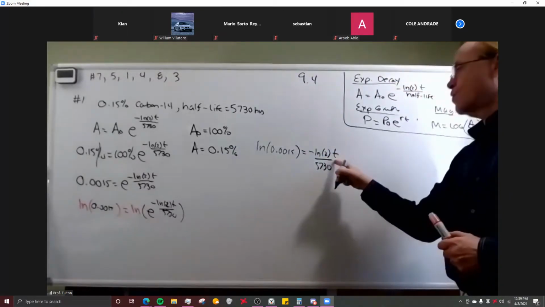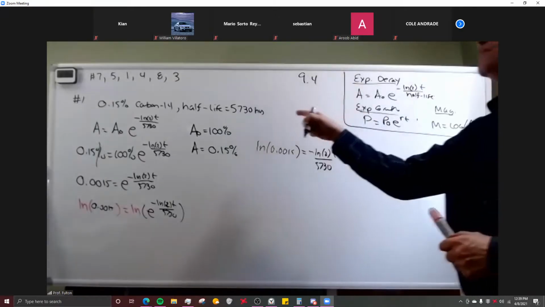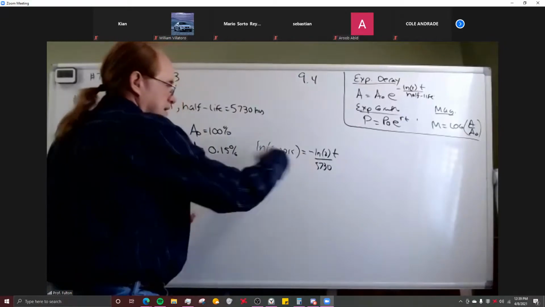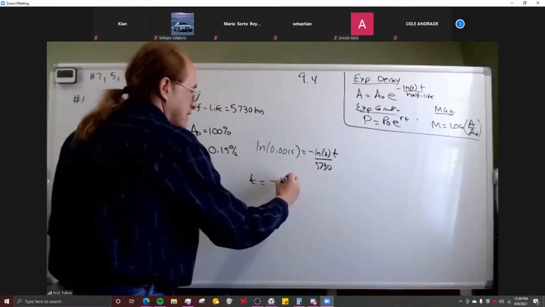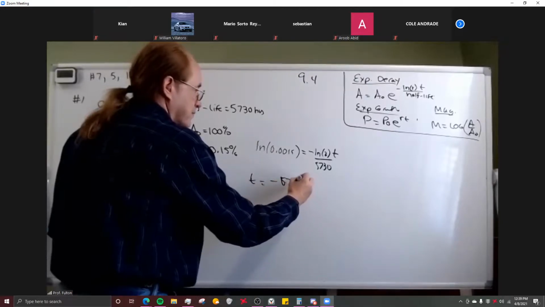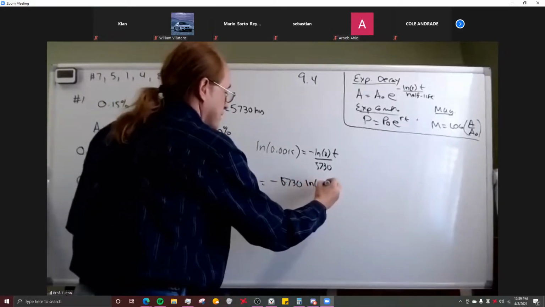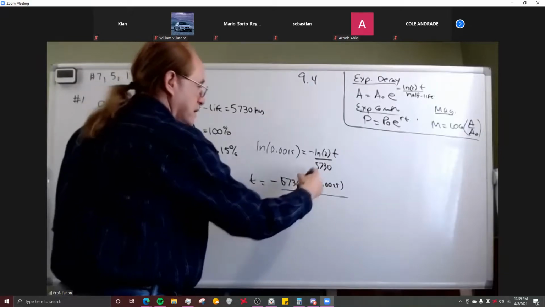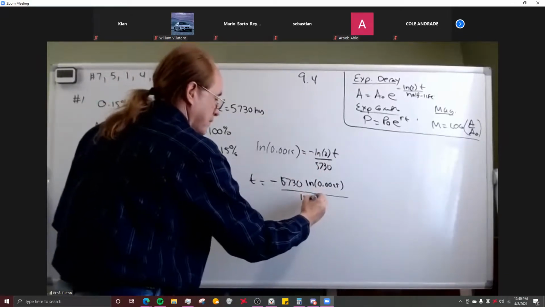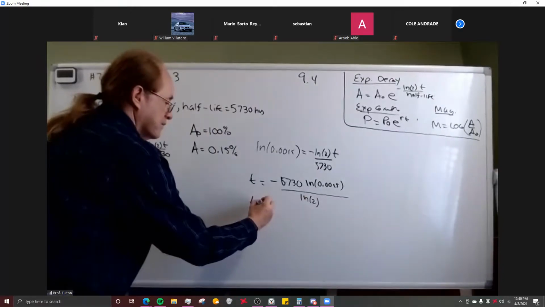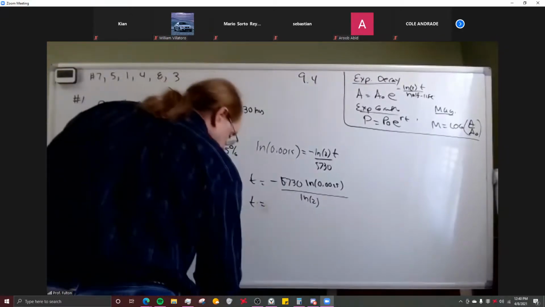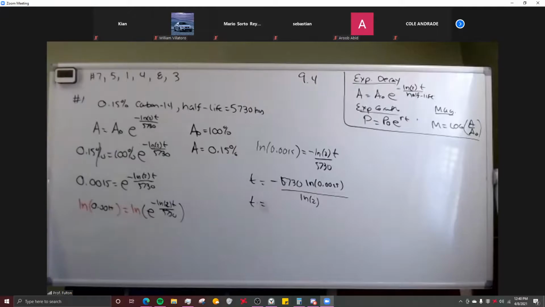What am I trying to solve for? The time. How long it took to go from 100% down to 0.15%. So I simply solve for t. t then is, get the negative sign there, minus 5,730 times the natural log of 0.0015, all over the natural log of 2. Okay, so I'll plug this into my calculator and get an approximation. You don't have to use the negative, but you can, because you know it's going to turn out to be positive.